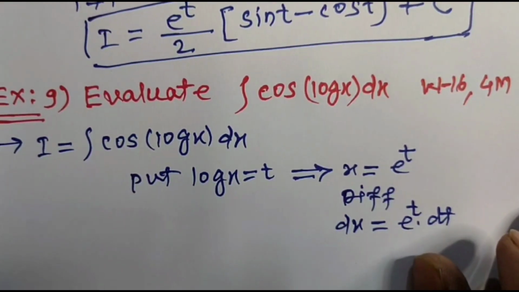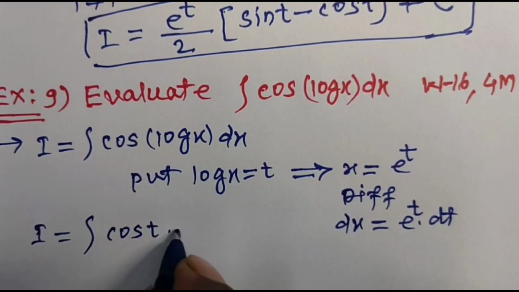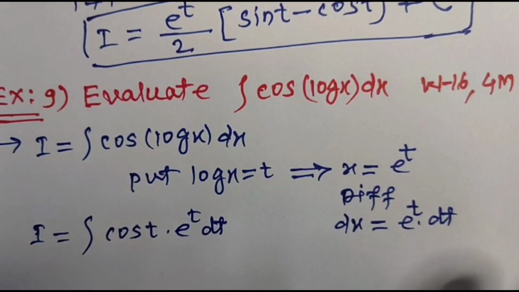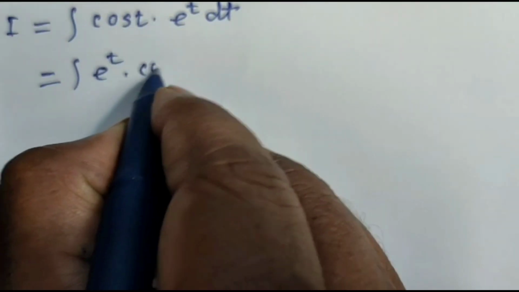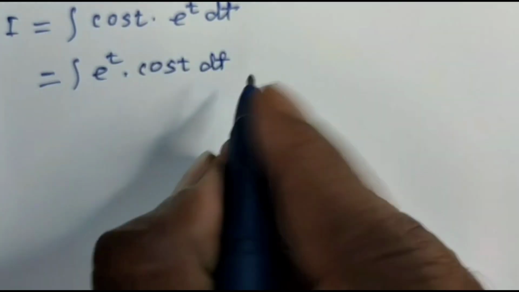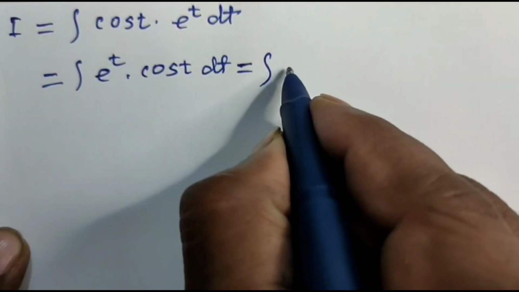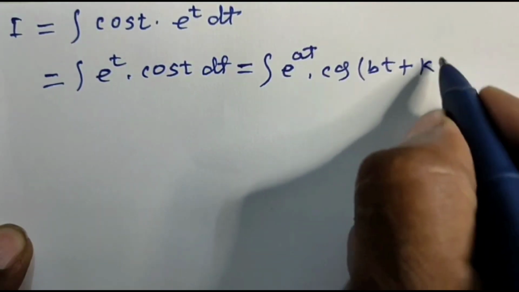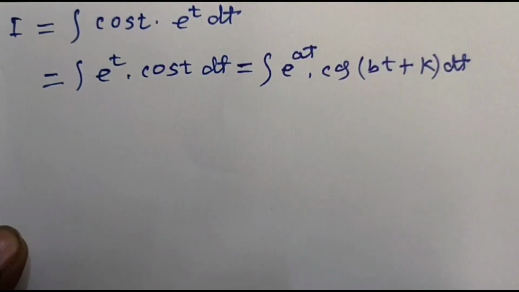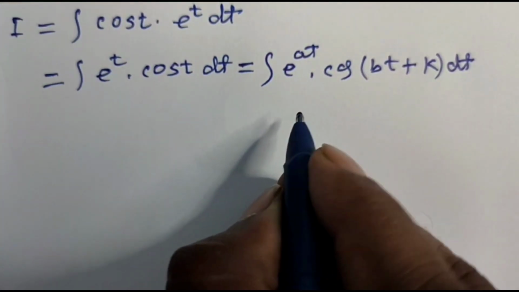Hence the integral can be written as I is equal to integral of cos t into e to the power t dt. Now we can write integral of e to the power t into cosine of t dt, and compare this integral with integral of e to the power at into cosine of bt plus constant k, integral with respect to t. Comparing this integrand and this integrand, we find the values of a, b and k.